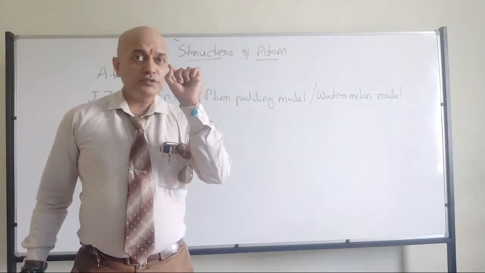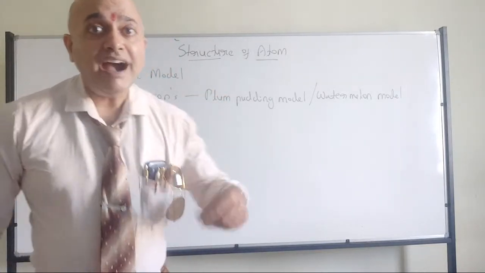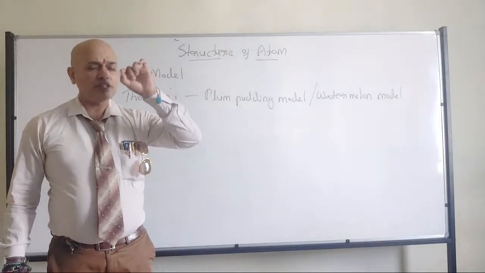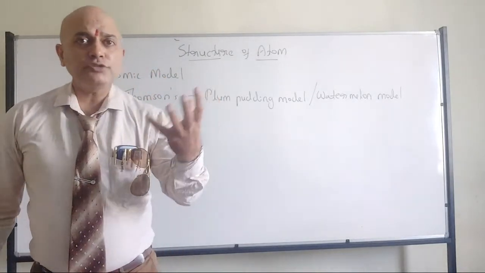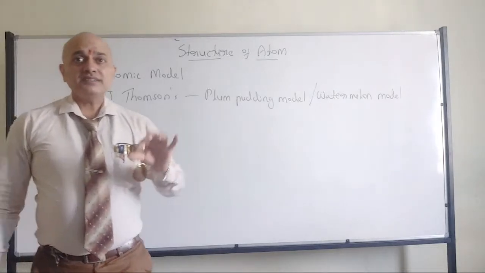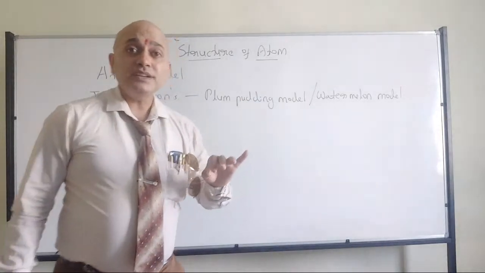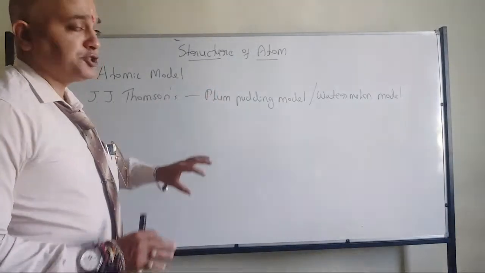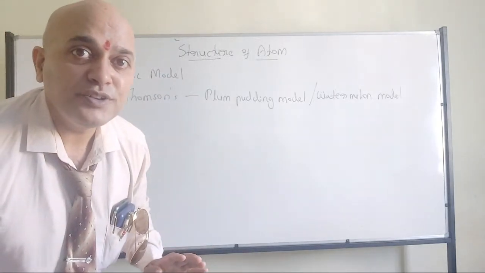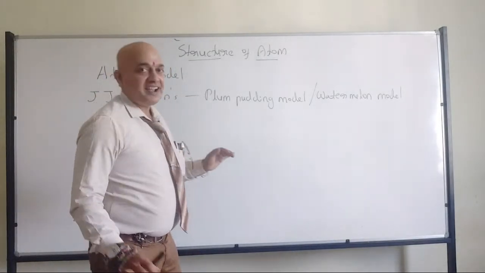Even in some sweet breads they will put those fruits. Not strawberry, it is cherry. Small pieces of cherry they will put, so it will be distributed throughout the cake in some cases. So inserting something throughout the cake is why it is called the plum pudding model. The cherry is distributed throughout the cake, and I am comparing the cake with the plum pudding.